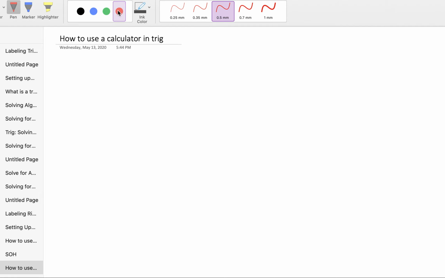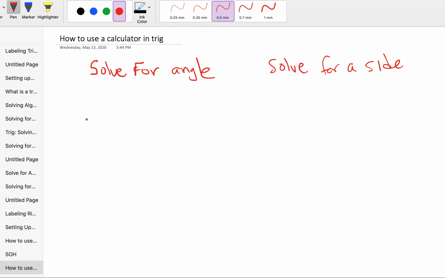I wanted to take some time to go over how to use our calculator for trig, because that's very important. If we're solving for an angle, there's going to be one way to do it, and when we solve for a side, there will be another. When we're solving for an angle, we'll have a setup that looks like this. For example, tangent of x equals 10 over 3.